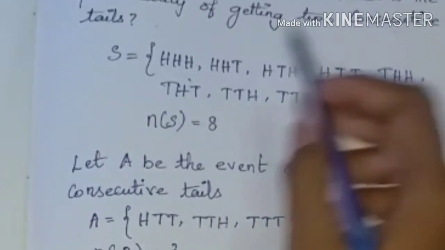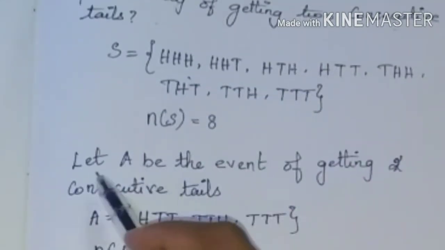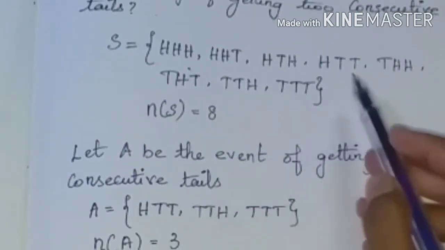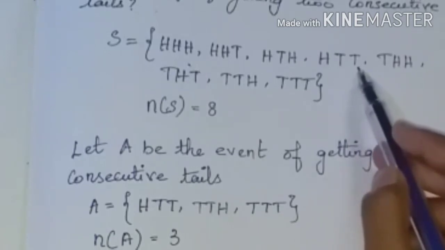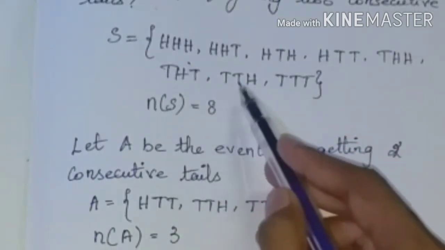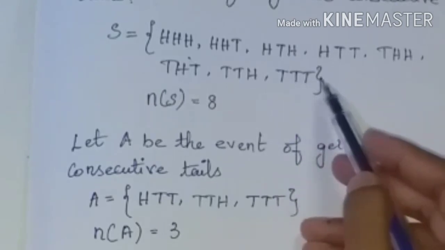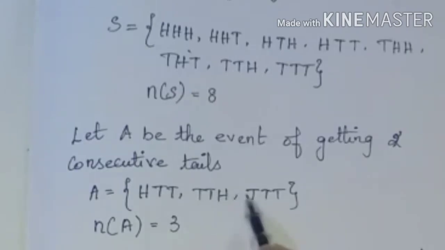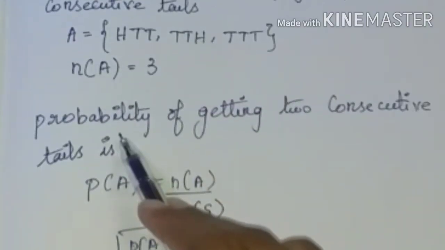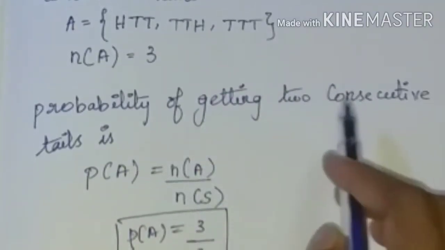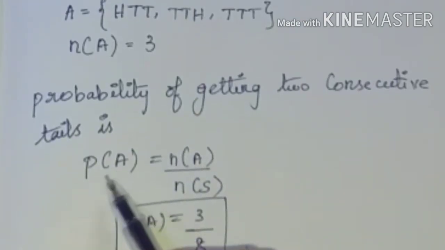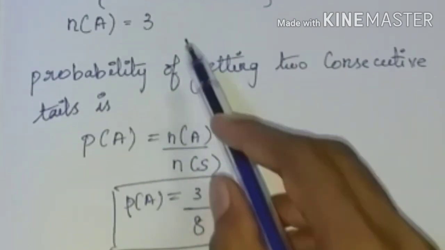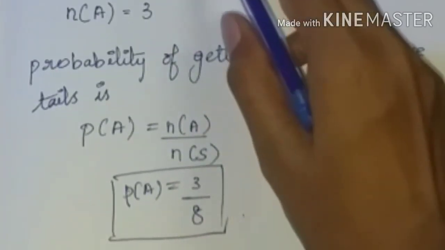So, we take the event of getting consecutive tails as A. Let A be the event of getting two consecutive tails. For A, we need two tails one after another. So HTT comes, then TTH, and TTT we can take. In TTT also there are two tails one after another. So n of A is 1, 2, 3. So, 3. Next, we will find the probability. Probability of getting two consecutive tails is P of A. P of A is equal to n of A by n of S. So P of A is equal to n of A value 3, divided by n of S value 8.